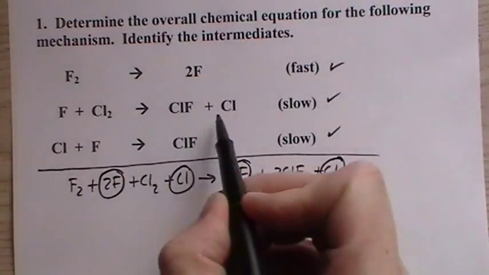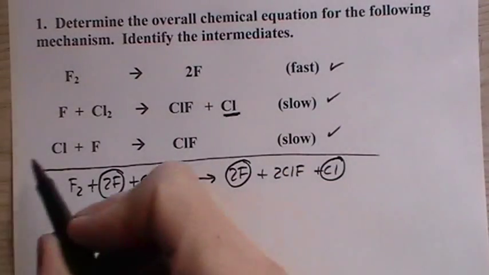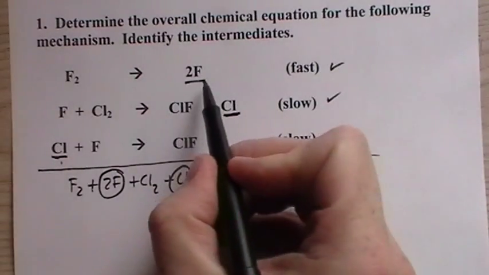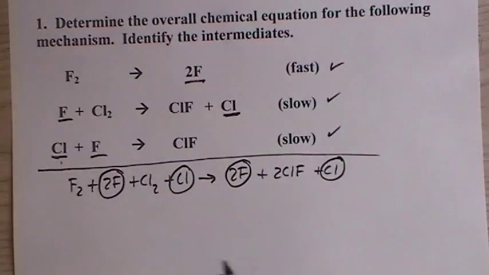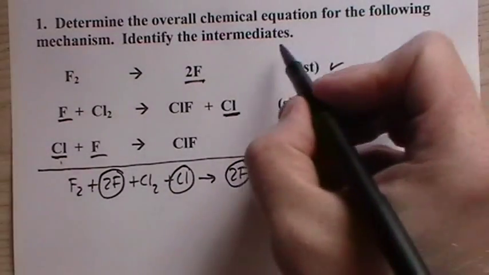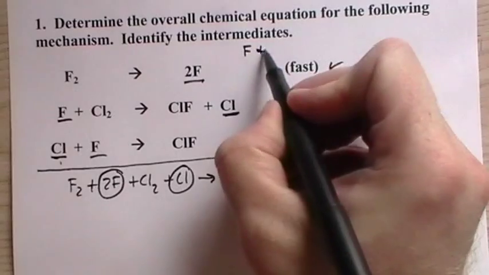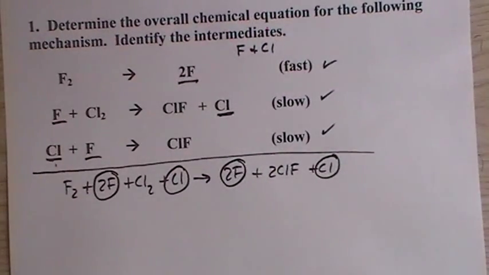You can see that the chlorine atom is produced, and then it's used up. The fluorines are produced here, and then they're used up. Those are intermediates. The things that are canceled are intermediates. So fluorine atom and chlorine atom are intermediates. Those are the ones that are created during the mechanism, and they disappear, or they're used up during the mechanism.